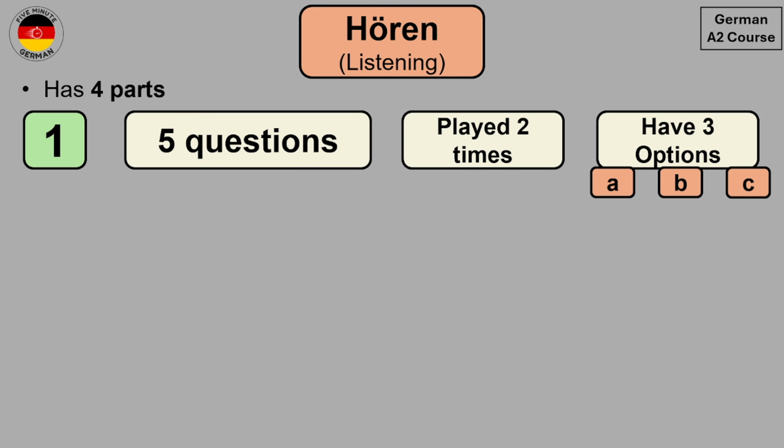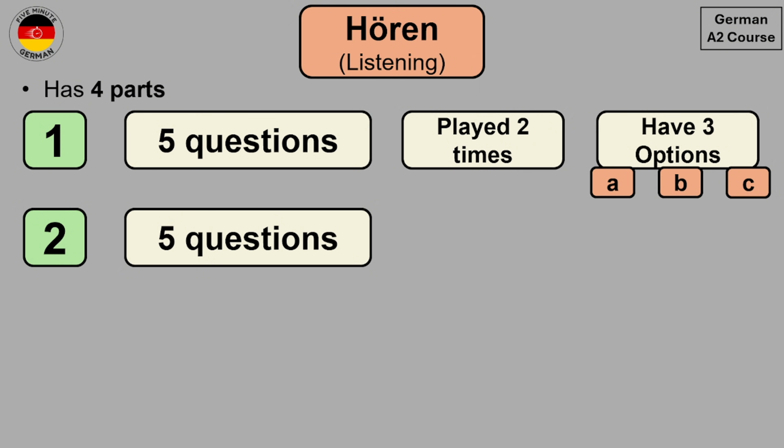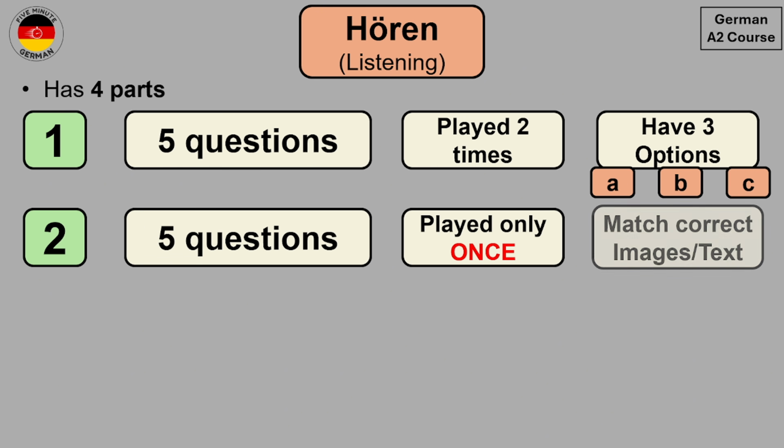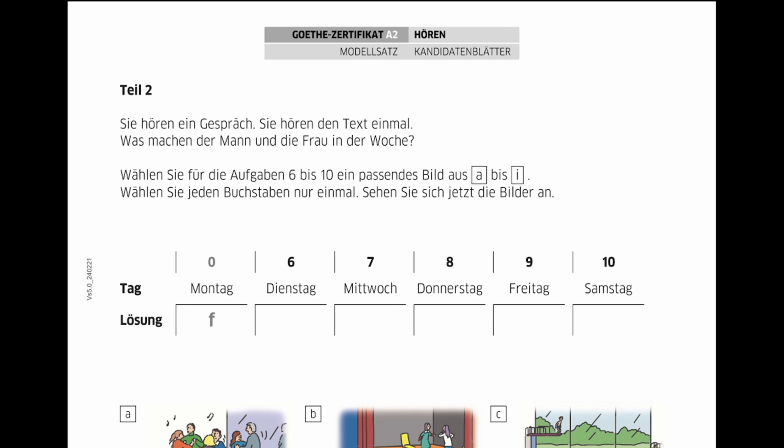Then in part number 2, you will also have 5 questions. However, the difference over here is that the recording will only be played once. And in this case, you have to match the correct images or text to what is being said in the recording. So let's also take a look at these questions. So here we are again on the Goethe sample exam in Teil 2 or part 2 of Hören. And at the top they have some information.